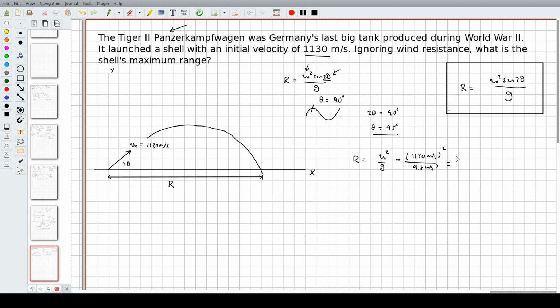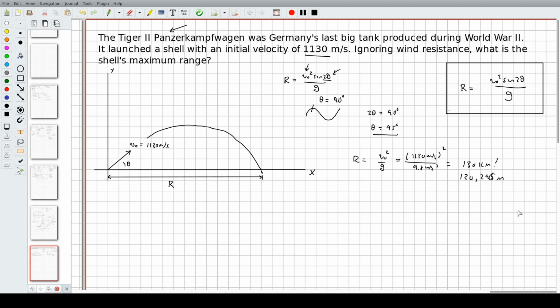So, let's see here. (1,130) squared divided by 9.8 ends up being something like 130 kilometers. Okay, 130,295 meters. More like 296 if you round, actually. Now, to be clear, that's not the actual range of this tank.